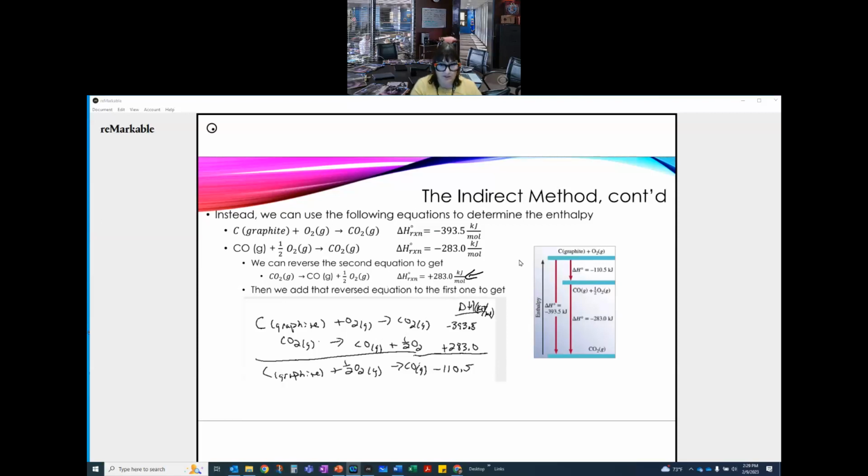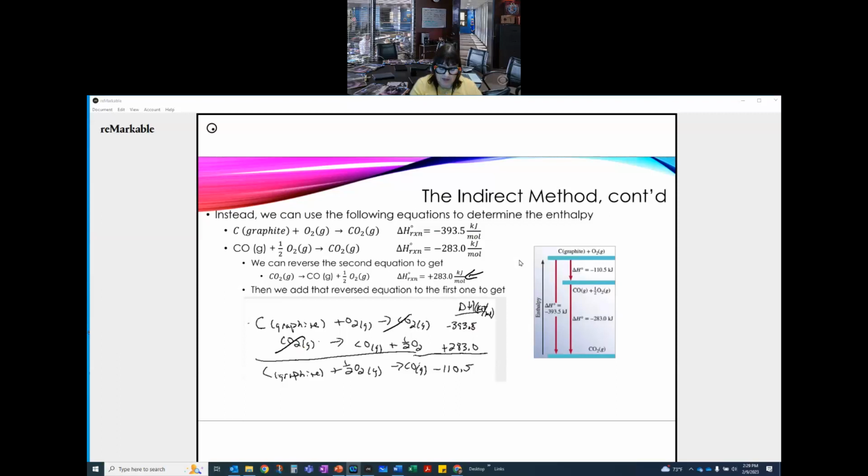So the C graphite plus the O2 goes to CO2, and that's that negative 393.5 that's right here. Okay, so I just copied that. And then that second equation, the CO2 gas goes to CO gas plus 1/2 of an O2 plus the positive 283 that we got from reversing this reaction right here. Okay, so when I add those together, the CO2s cancel.